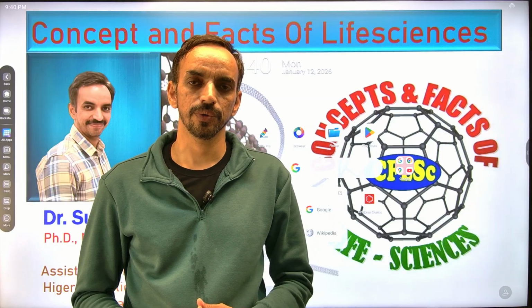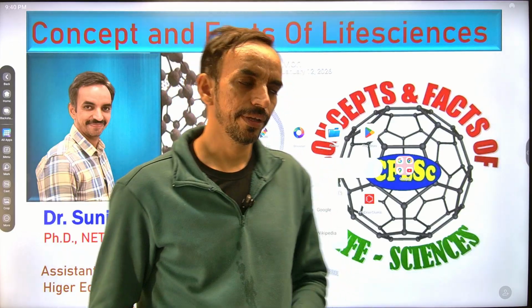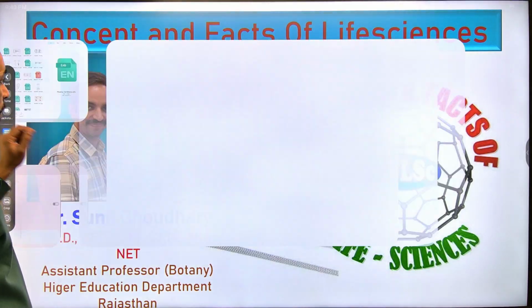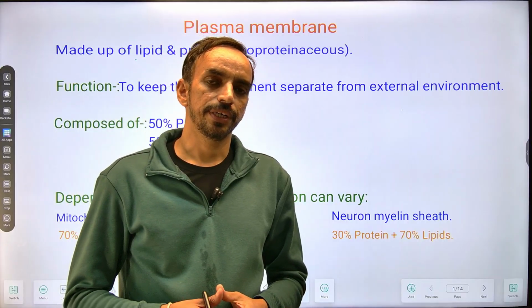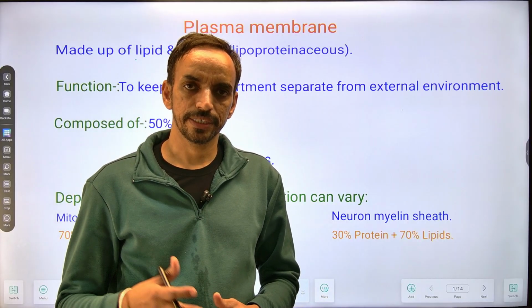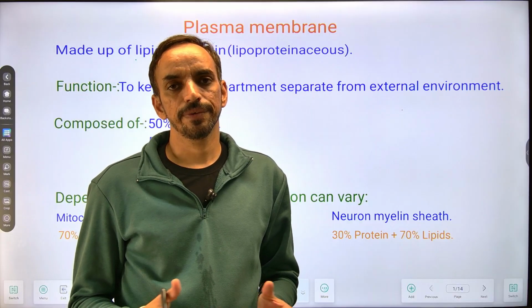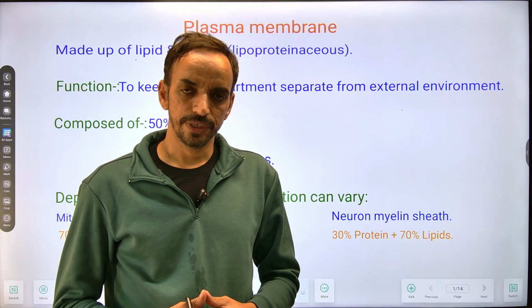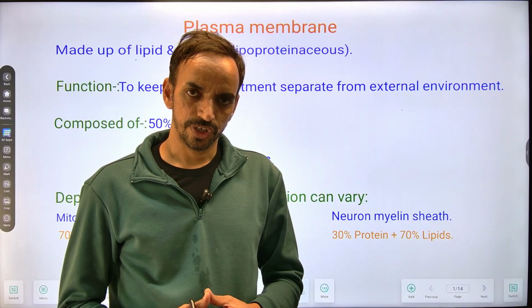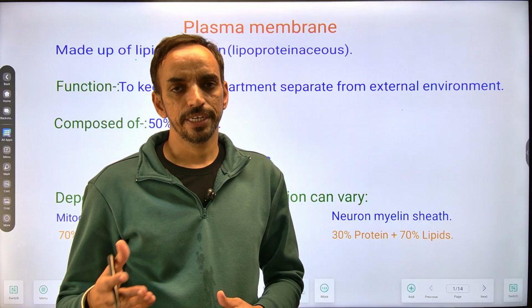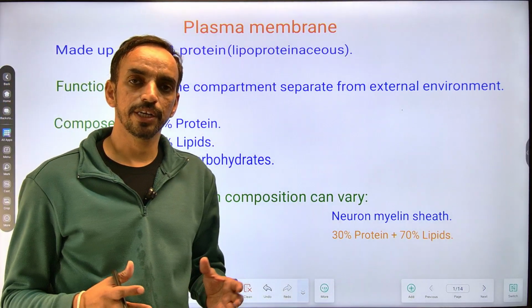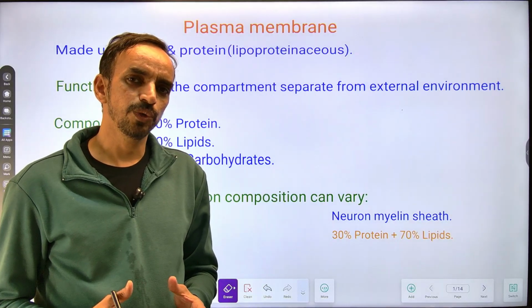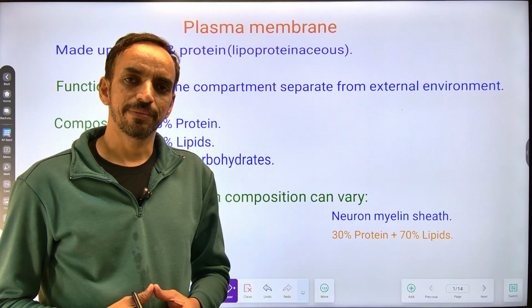Today in this video, we are going to discuss the plasma membrane. In our previous video, we have already discussed the cell introduction, in which we studied the cell theory, exceptions to the cell theory, the difference between prokaryotic and eukaryotic cells, the cell structure, as well as the kingdom system. In this video, we will start with the different components of the cell. The most important component is the plasma membrane.